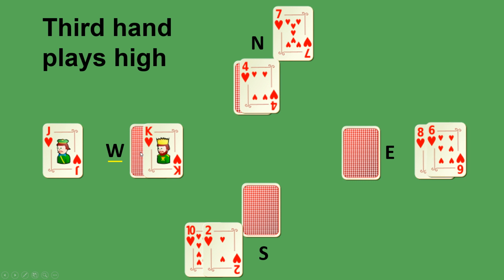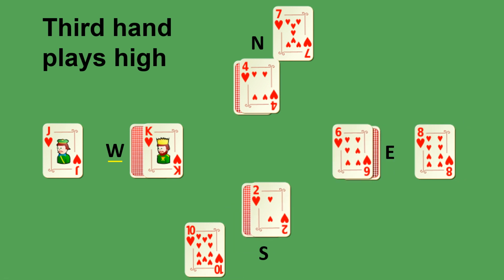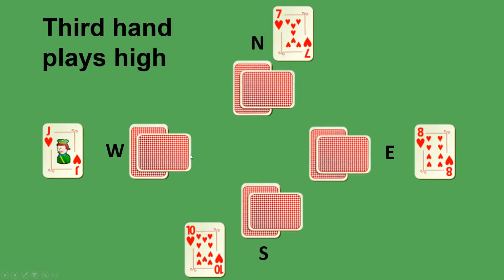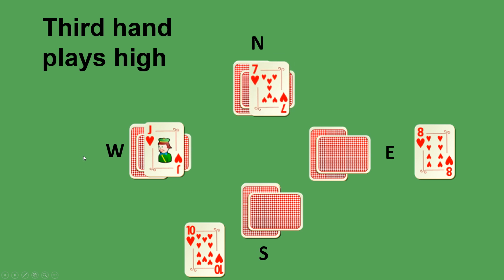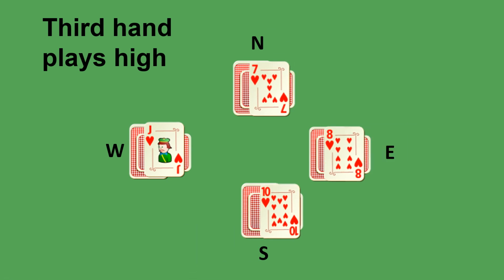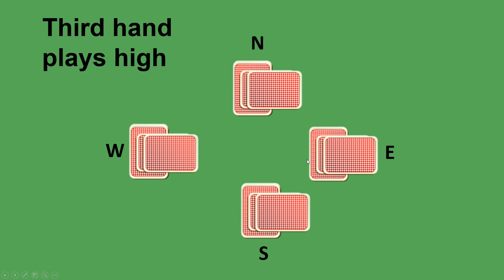So he plays his king, and he wins that trick, and he puts the cards facing him, because East and West won that trick. And then West continues the suit, and he wins that trick as well. And again, they put the cards facing towards the team that won the trick. You can see that East-West won 2 tricks.